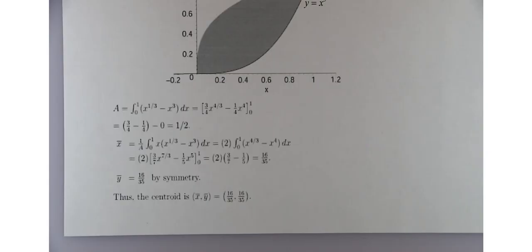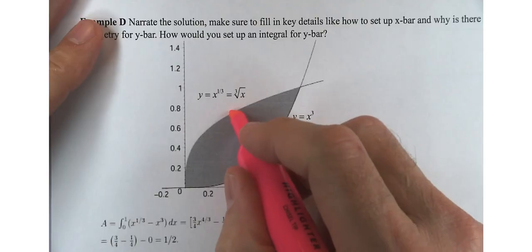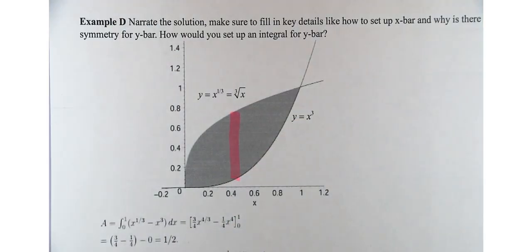So we're going to try and find the centroid of this region. We're going to assume that it's a constant density. If it wasn't a constant density, then we'd be finding the center of mass. That's a little bit harder problem. Let's take a little slice through here.